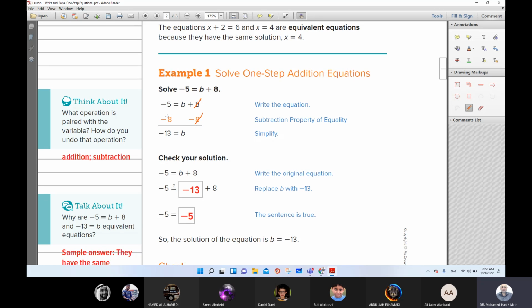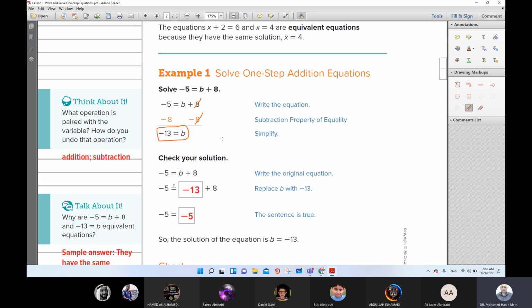And here, minus 5 plus minus 8 will be minus 13. And here this side remains b. So the value of b equals minus 13. This is the solution of the equation.